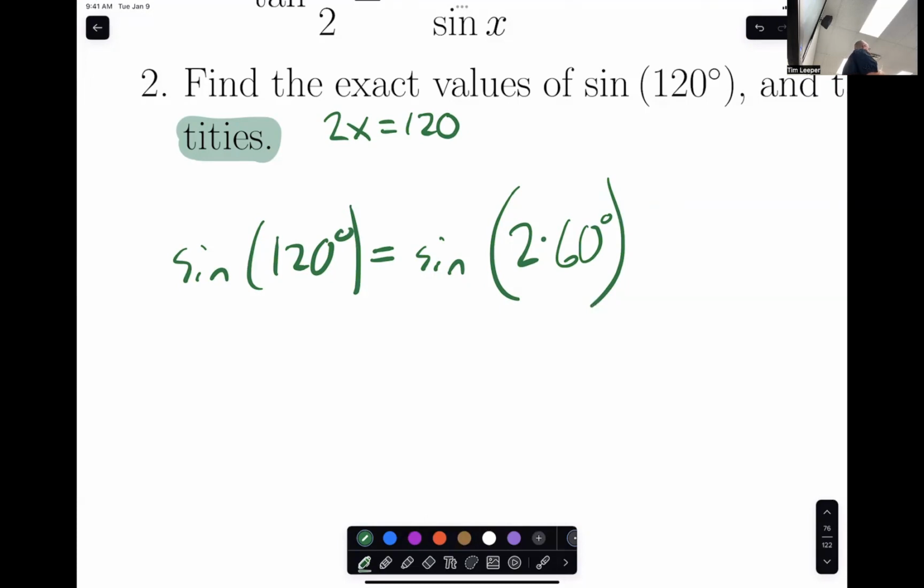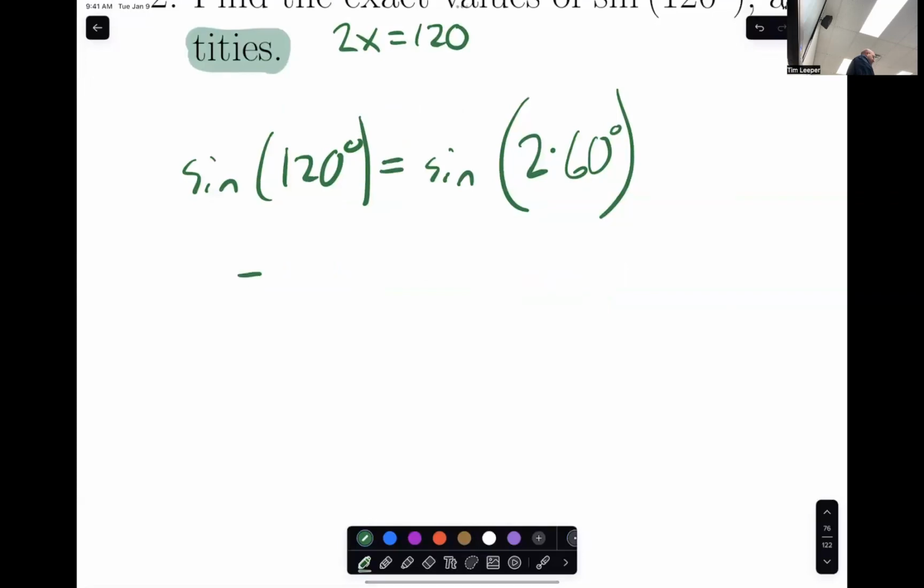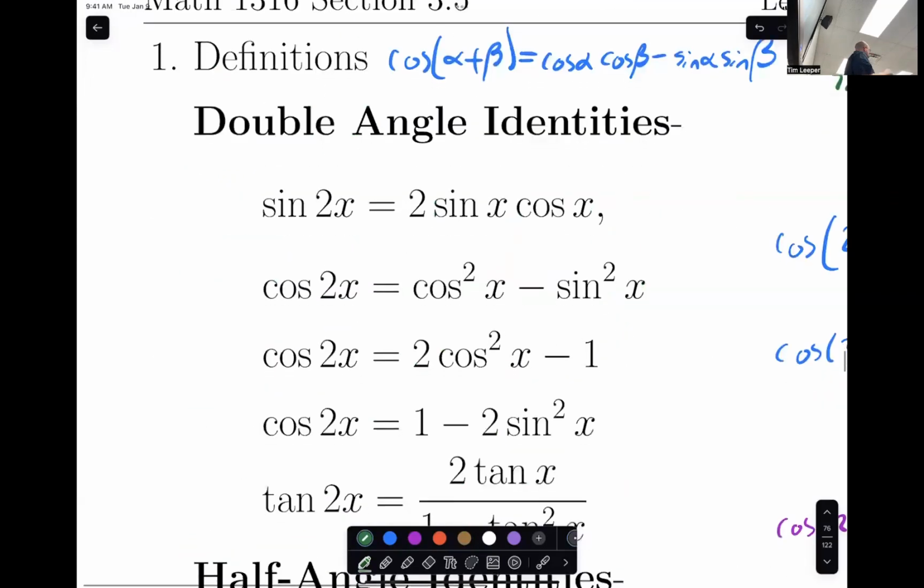Remember, dividing by 2 is the same thing as multiplying by 1/2. So there we go. We want to find sine of 2 times 60 degrees using the double angle identity. Now, sine's double angle identity is probably the most commonly used and easily seen double angle identity. So let's come back up here. What was it again? It is 2 sine of x cosine of x.